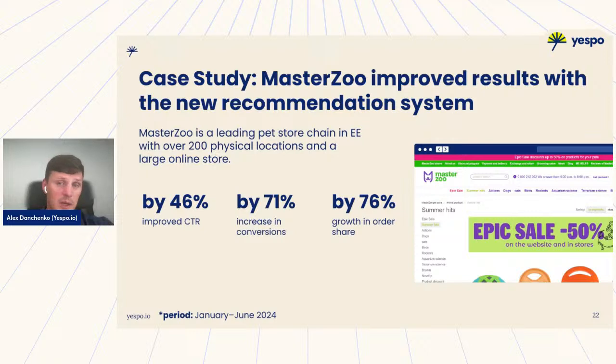implemented new product recommendations on their websites, compared to the previous recommendation system, not to a situation where you have no product recommendations at all. So everything we show here will be the uplift from implementing new recommendation systems. So they improved the click-through rate by 46%, and they saw an increase in conversion by 71%. And in general, the share of sales through product recommendations, so after product recommendation clicks, grew by 76%, so nearly doubled.